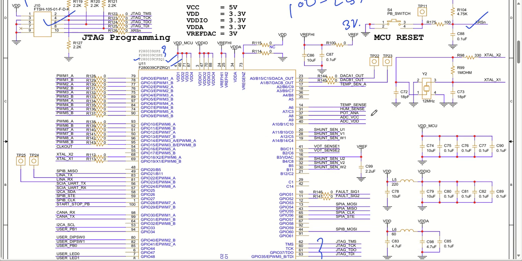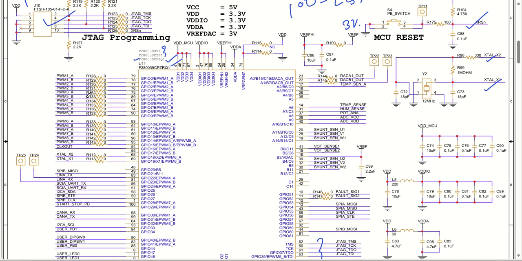We have also added one external crystal oscillator to generate the high frequency clock. That is a 12 megahertz external clock, and it will be connected to XTL X1 and XTL X2. So this is how it is going to connect here. So this was all about the essential circuits that were required.